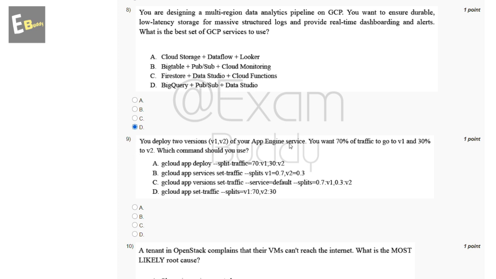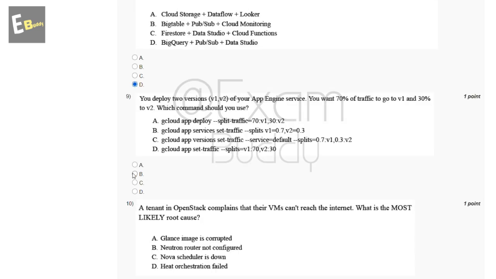Now the ninth question is: you deploy two versions, V1 and V2, of your App Engine service. You want 70% of traffic to go to V1 and 30% to V2. Which command should you use? So these are the options, and the answer to our ninth question is B: gcloud app services set-traffic --splits v1=0.7,v2=0.3.